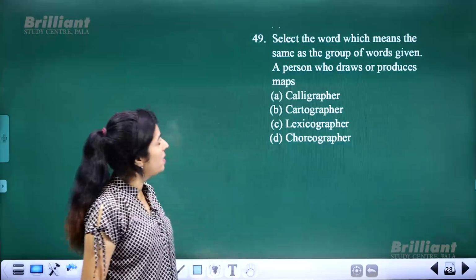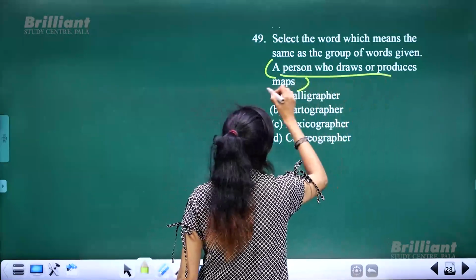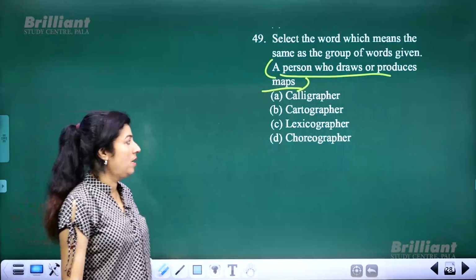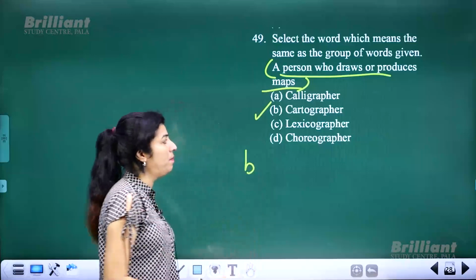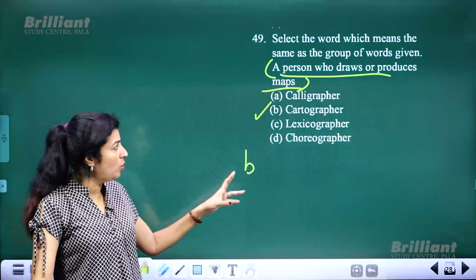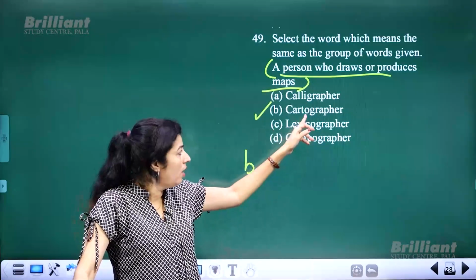Next is a person who draws or produces, what do you call that person? Give the one word. A person who draws or produces maps is a cartographer. Option number B. Always remember, keep this word in your mind. The one who draws or produces or deals with maps is called a cartographer.